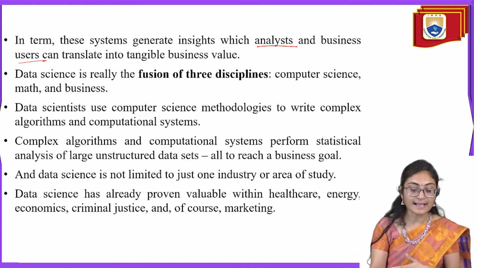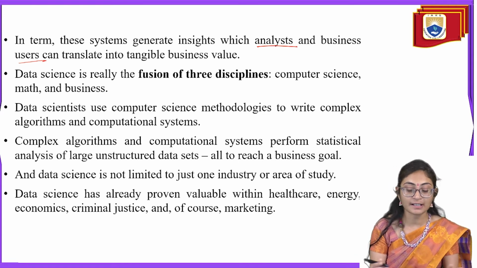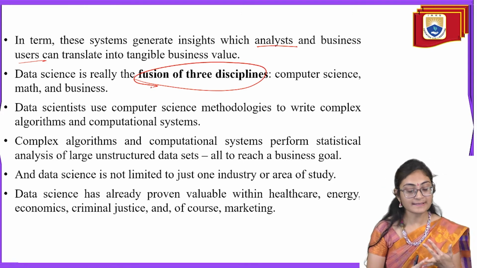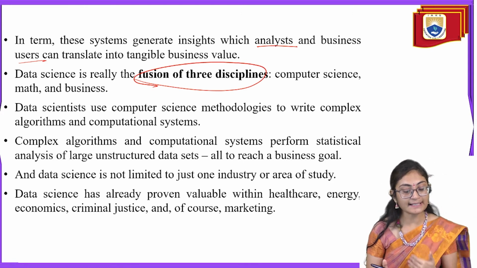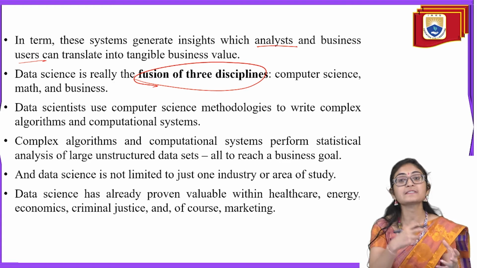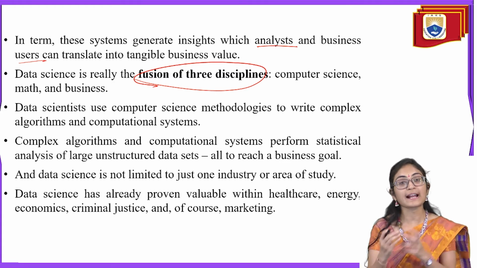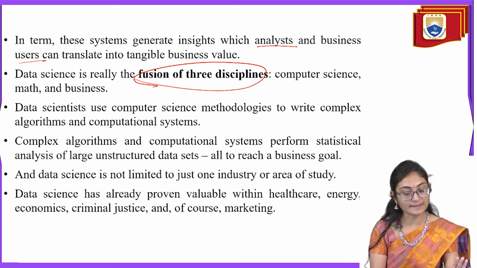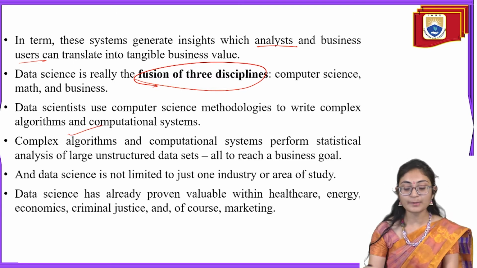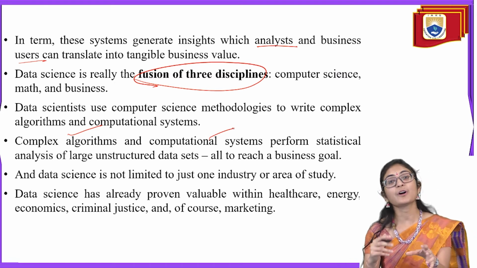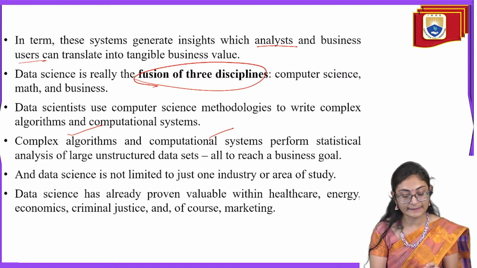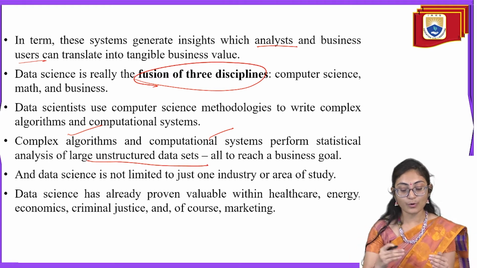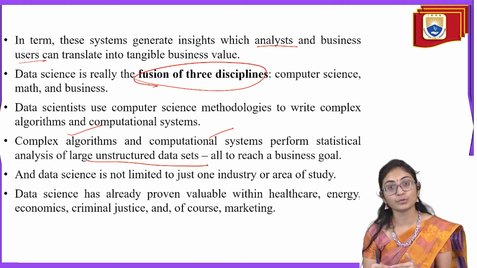Data science is really a fusion of three disciplines: computer science, maths, and business. It mostly uses computer science methodology for writing complex algorithms and computational systems. These complex algorithms and computational systems perform statistical analysis of unstructured data sets, all to reach a business goal.